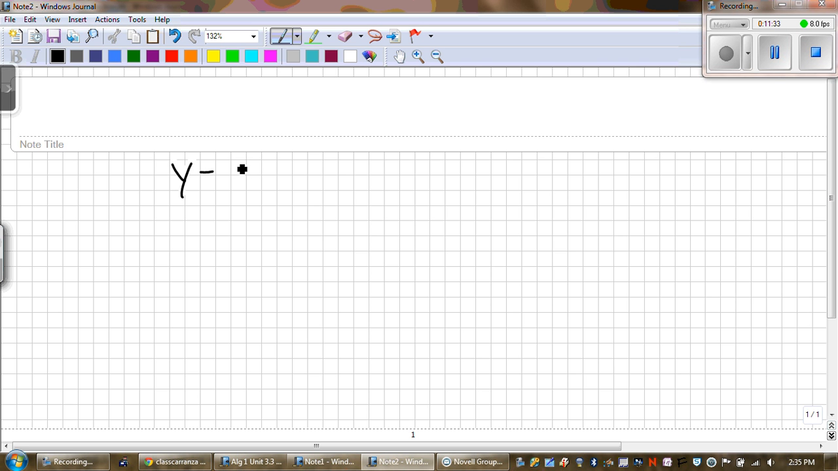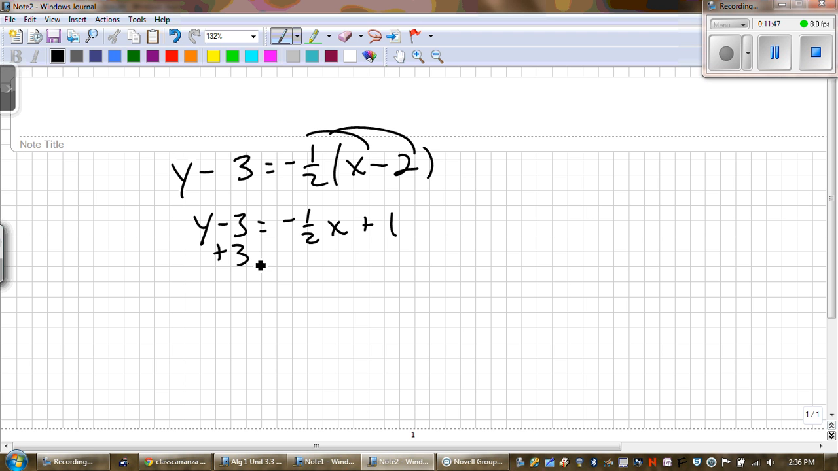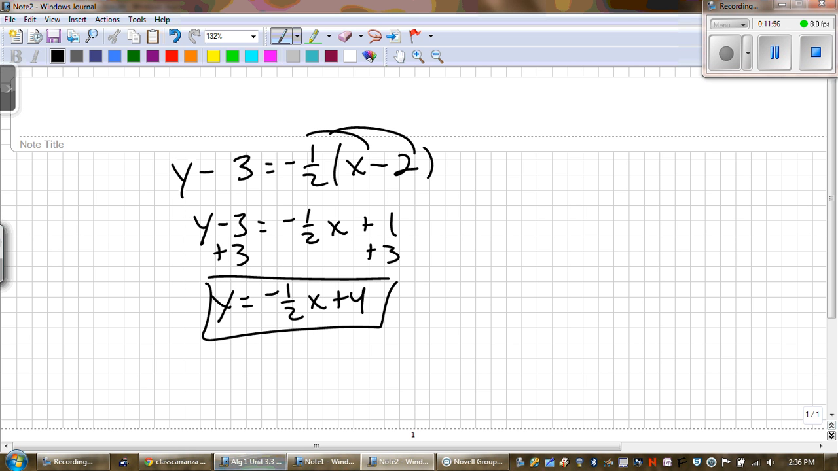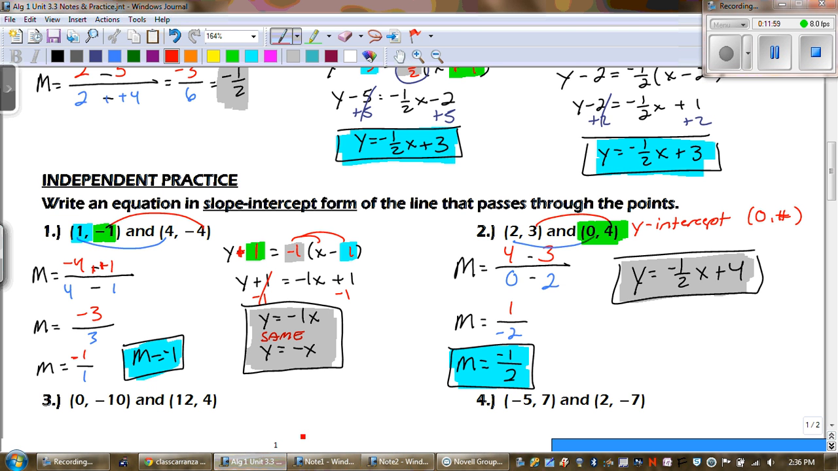Let's do the first one. So y minus 3 equals -1/2 x minus 2. After you distribute, you get -1/2 x plus 1. Add 3 to both sides, and you get y equals -1/2 x plus 4. So you can do all of the work for it all you want to. However, why do all that work when you can see something right away?